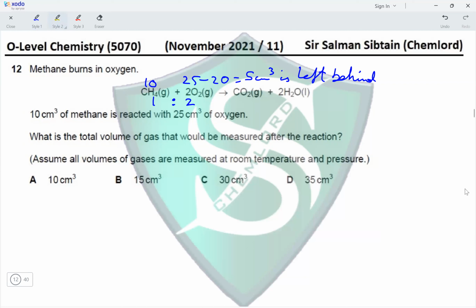And now, according to the molar ratio, 1 is to 1. So the volume of CO2 produced would be in the ratio 1 is to 1 with methane, and the volume of methane is 10. So volume of CO2 produced would be 10 cm cube. So in total, we would have 5 cm cube of oxygen remaining and 10 cm cube of CO2 forming. So 10 plus 5 would give us 15 cm cube of gas after the reaction has been completed. So this makes option B the correct option for this question.